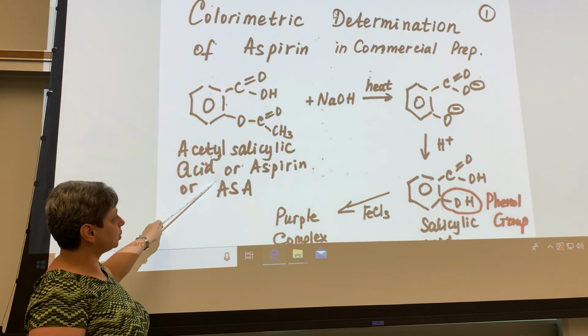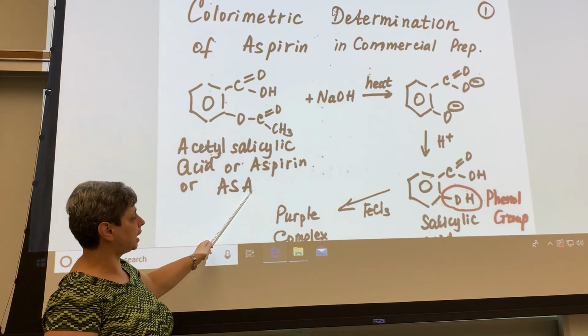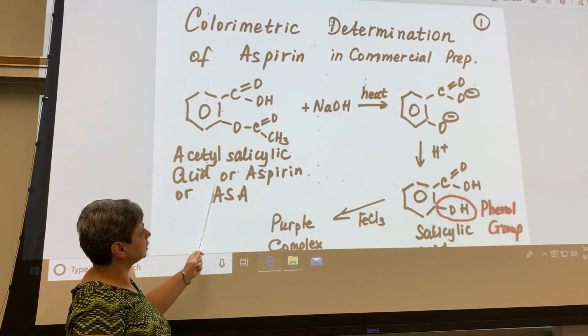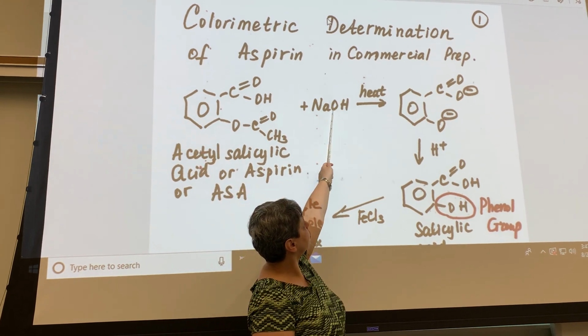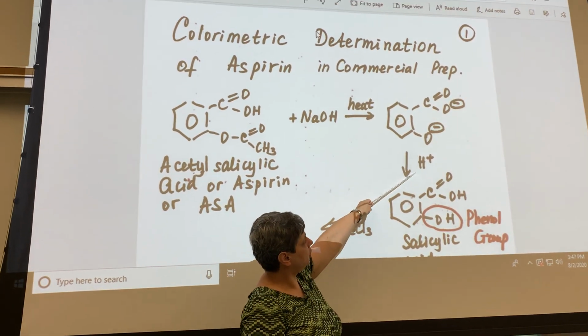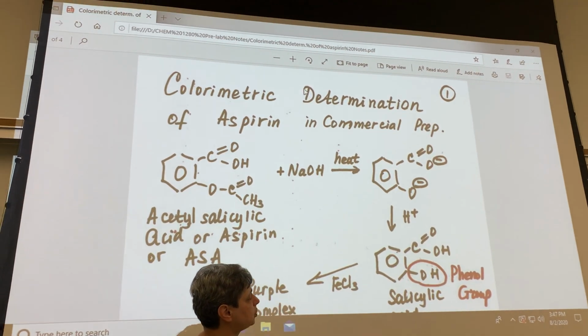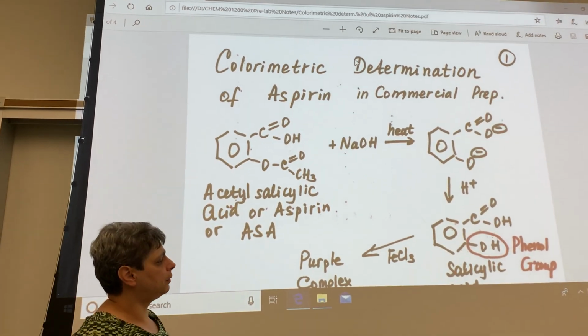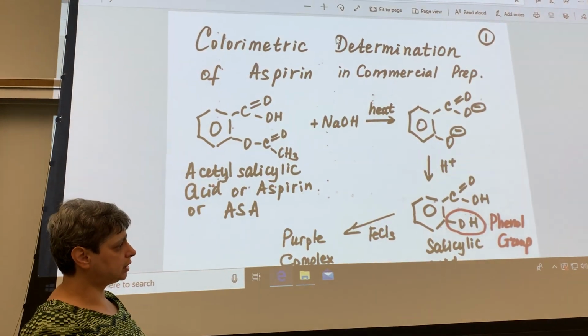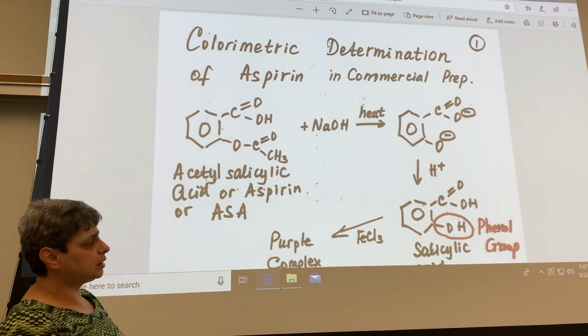ASA is an abbreviation that stands for acetylsalicylic acid. So we're taking acetylsalicylic acid, treating it with sodium hydroxide, followed by strong acid, and that allows us to recreate salicylic acid, which of course contains a phenol group. Why do we need that phenol group?